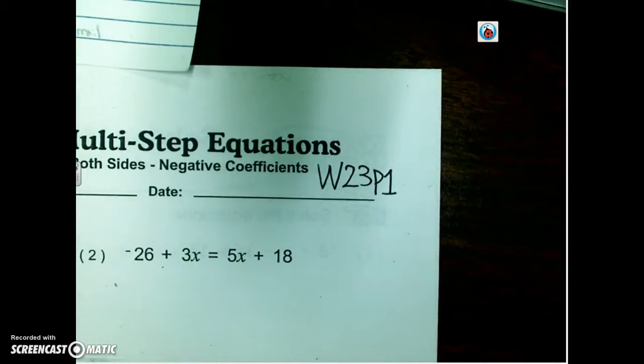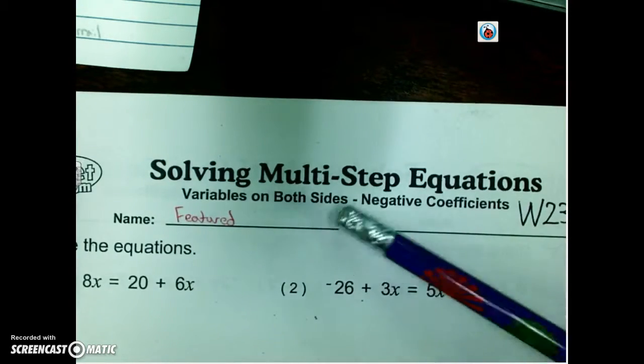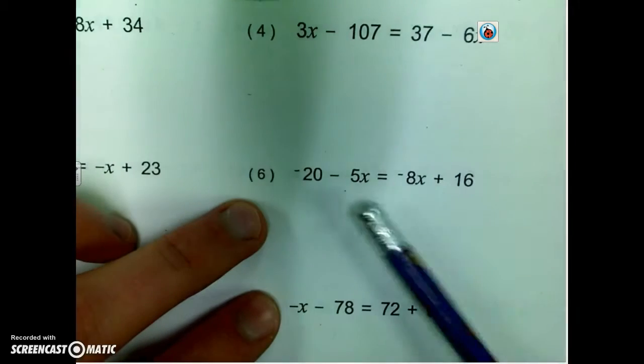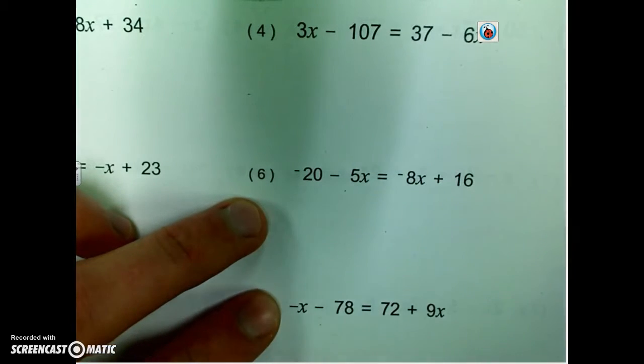Alright, so here in this video we're going to be looking at week 23, page 1. And this is variables on both sides. Alright, so if we're taking a look down here, let's just pick number 6. Alright, so we can see we have variables on both sides of the equation.